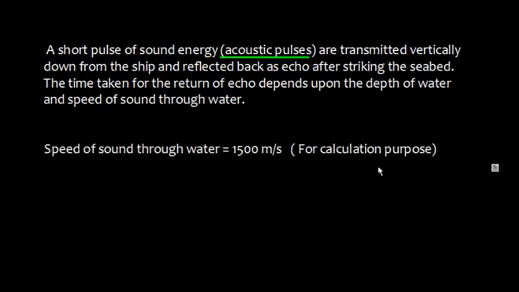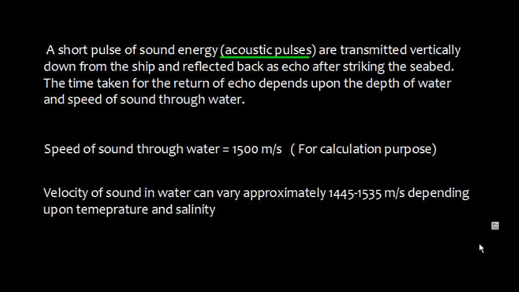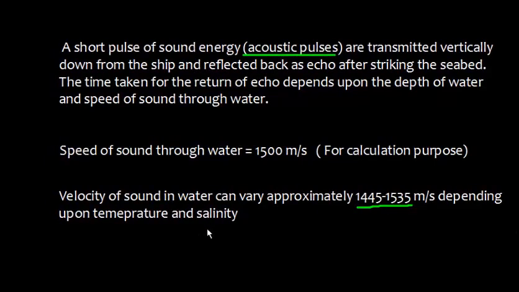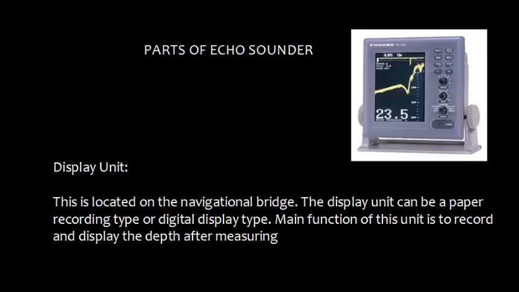Well, the speed of sound through water is taken as 1500 meters per second for calculation purposes. However, the velocity of sound in water can vary approximately from 1445 to 1535 meters per second, depending upon the temperature and salinity. Now let's discuss the parts of ecosounder.